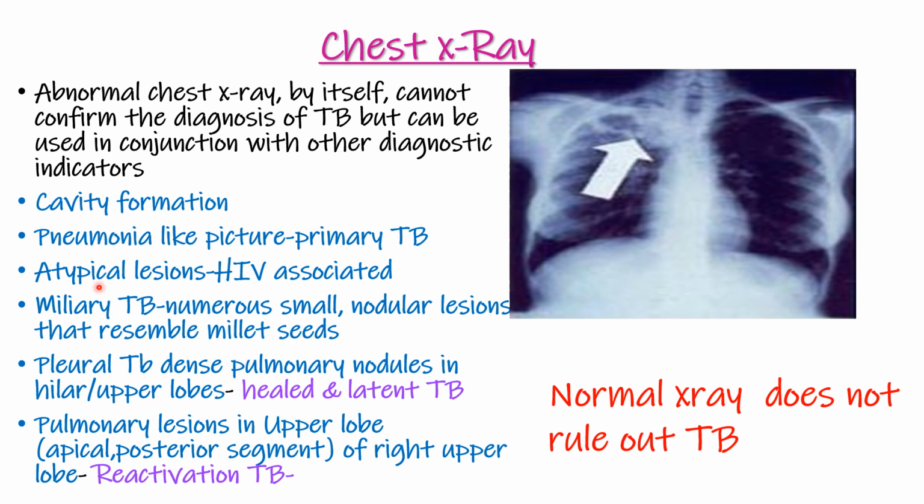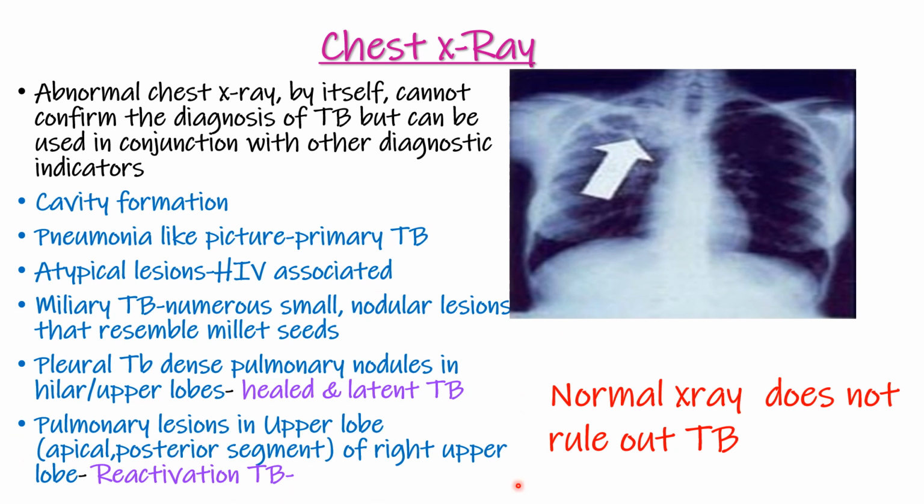You'll be looking for cavity formation, pneumonia-like pictures as we said before, which will be more of consolidations and patchiness, and atypical lesions, which are mostly HIV-associated. Miliary TB, which I'm going to make a video on separately from this one, will have numerous small nodular lesions that resemble millet seeds. You also have dense pulmonary nodules in the hilar and upper lobes, which could be indicative of healed or latent TB, and pulmonary lesions in the upper lobe, especially the apical and posterior segments of the right upper lobe, which will be indicative of reactivation of TB.